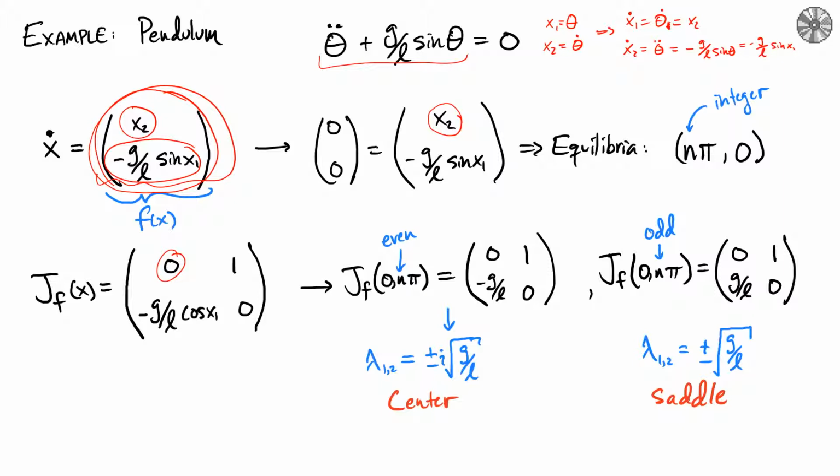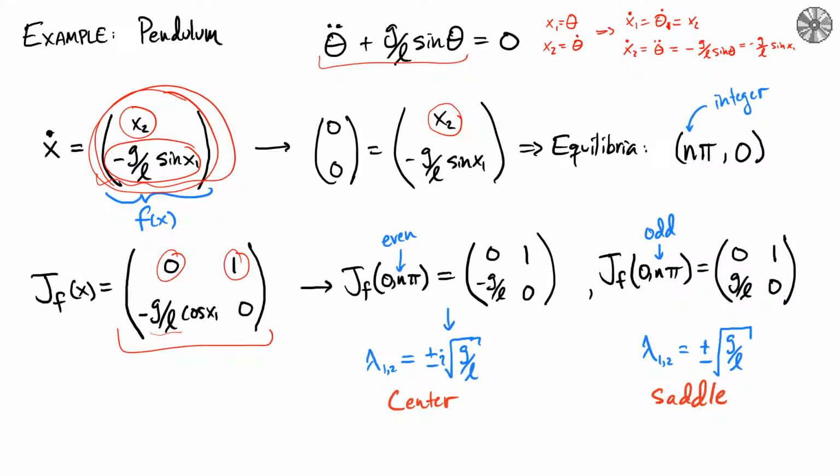The derivative of x2 with respect to x2 is 1. The derivative of minus g over L sine x1 with respect to x1 does depend on x1. So what's the derivative of sine? It's cosine. So we just keep this coefficient and we get the cosine of x1. The derivative of the second term of f with respect to x2 is just 0 because it doesn't depend on x2. And so this then is the Jacobian that describes in general what the linear behavior would look like around any point.